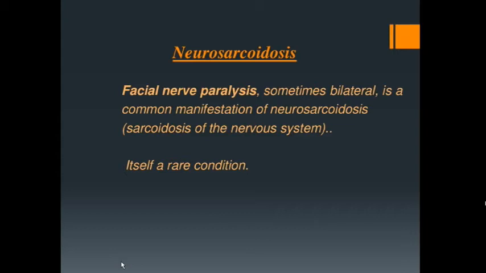And please remember, bilateral. Whatever we discussed, Bell's palsy, Ramsay-Hunt syndrome, these are all unilateral, right? Even CSOM facial palsy is unilateral usually. Bilateral facial paralysis should hint towards some systemic condition like sarcoidosis. Okay.